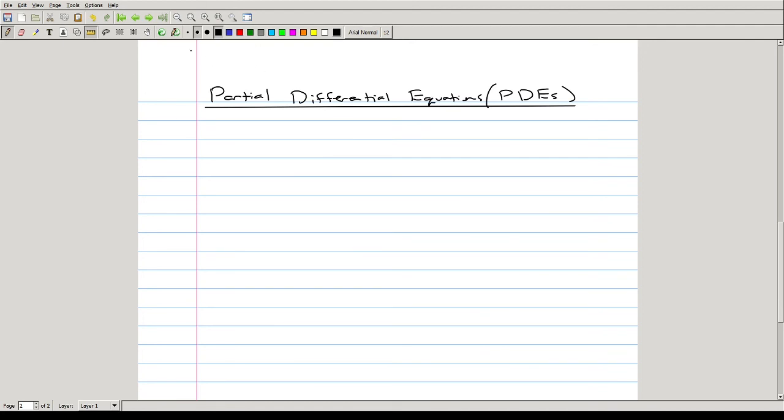So the next main classification that we have is the classification between partial differential equations and ordinary differential equations. So we'll start by talking about partial differential equations, or PDEs, as they're sometimes called. So PDEs are differential equations with more than one independent variable.